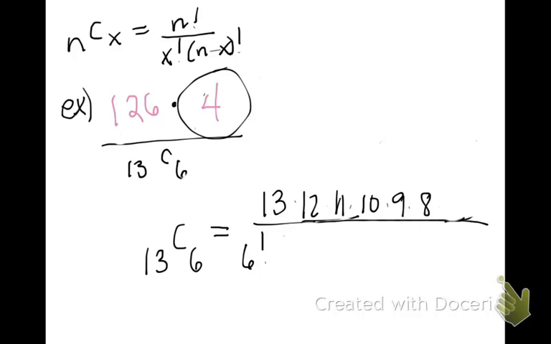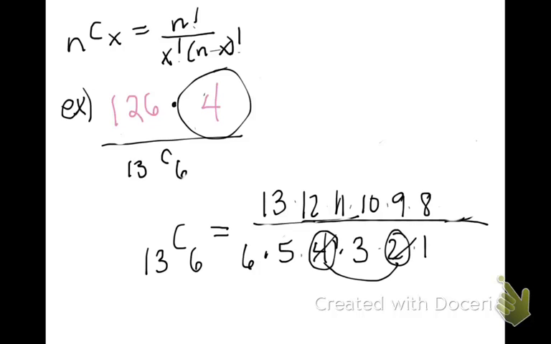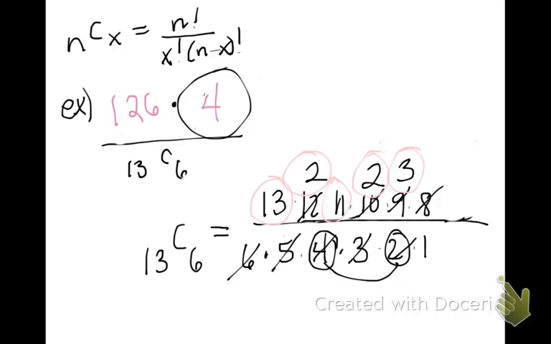Next, you should expand the 6 factorial. Try to look for items that could cancel. For instance, a 4 and a 2 multiply to 8, and these could cancel with the 8 in the numerator. The 5 cancels with the 10, the 6 cancels with the 12, and the 3 cancels with the 9. So you're left with 13 times 2 times 11 times 2 times 3.